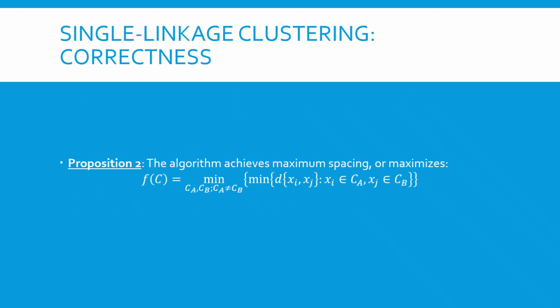Next, we show that the single-linkage algorithm thus maximizes the minimum spacing fC among all clusters. In other words, among all possible ways to form k clusters, the clustering produced by this algorithm has the largest possible minimum distance between any pair of distinct clusters.